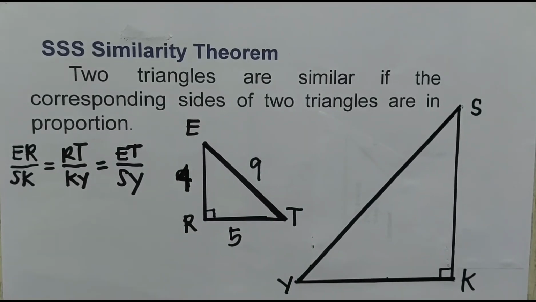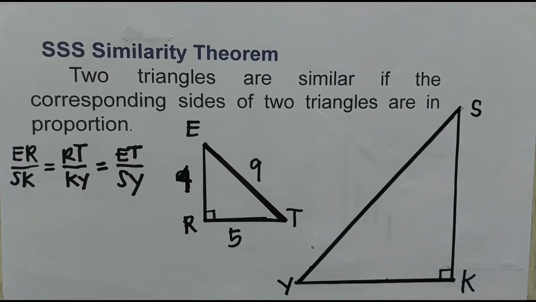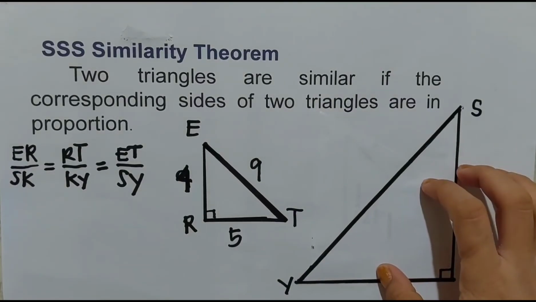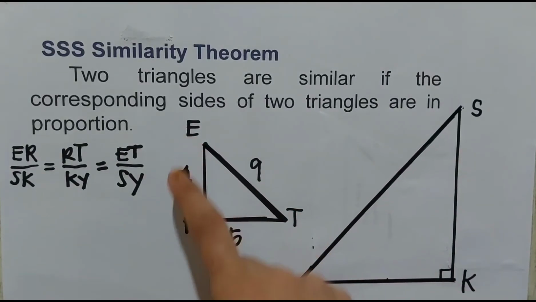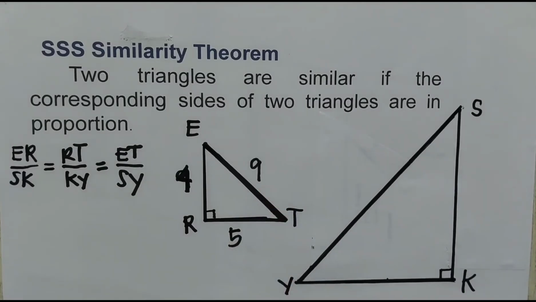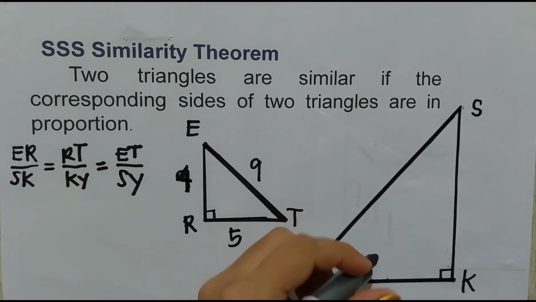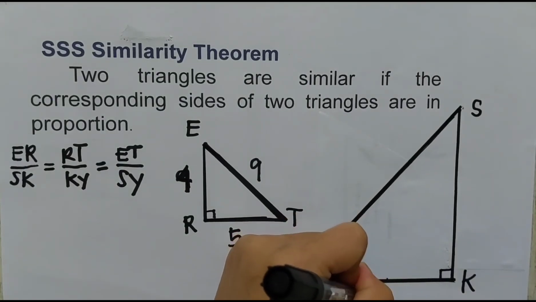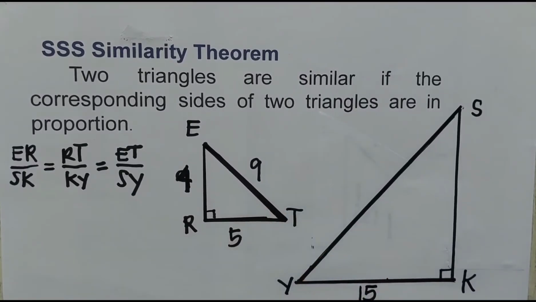Now, considering that the two triangles are similar, can you give the measures of this triangle so that they will be proportional to the given measures of triangle ERT? Now, if ER is 4, this is 5, and that is 9, what would be the measure of SK, KY, and SY? For example, if I say that KY is 15, now how long are your SY and SK?